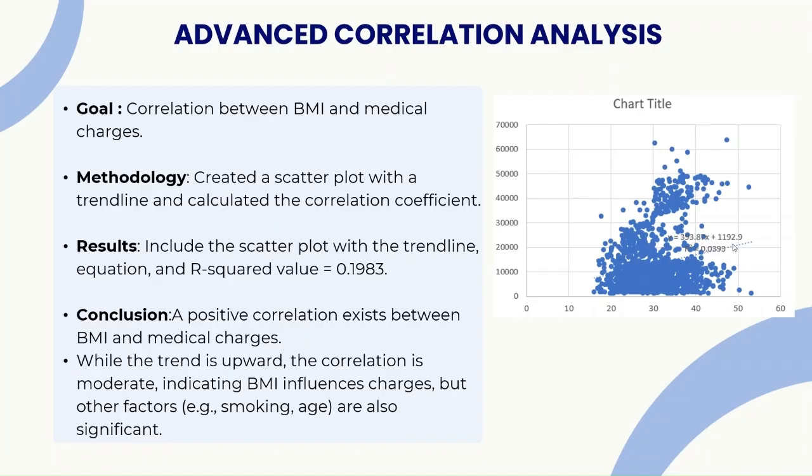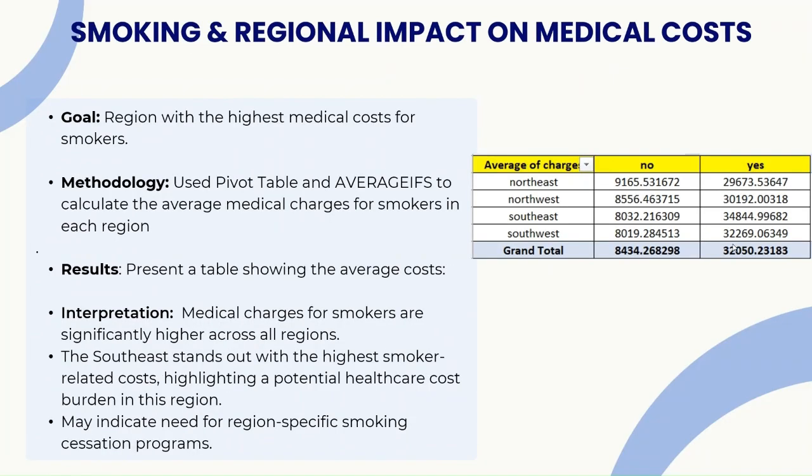Now if you go to the next slide, that is the smoking and regional impact on medical cost. Again, I have used the pivot table as I told you earlier. In the rows we have selected the region, and in values we have selected yes and no. Yes is the person who smokes, and no is the person who doesn't smoke. You can check it in the chart as well.